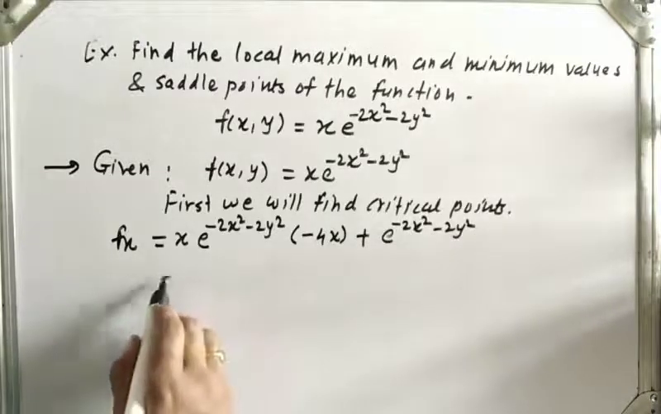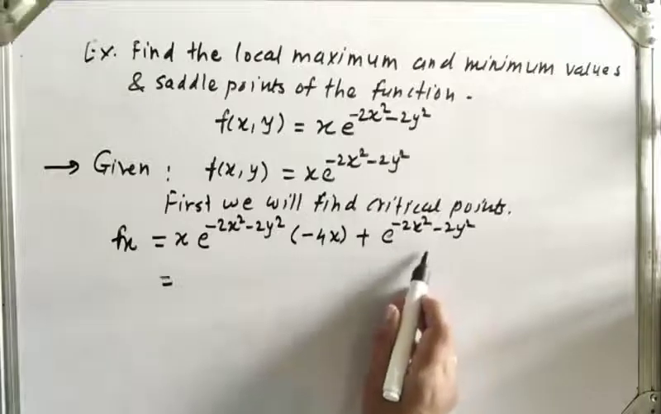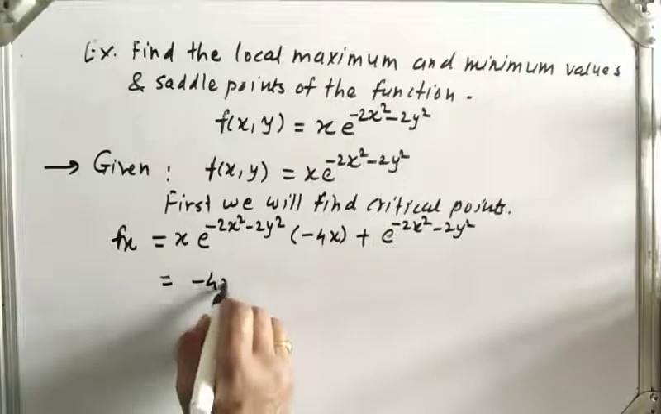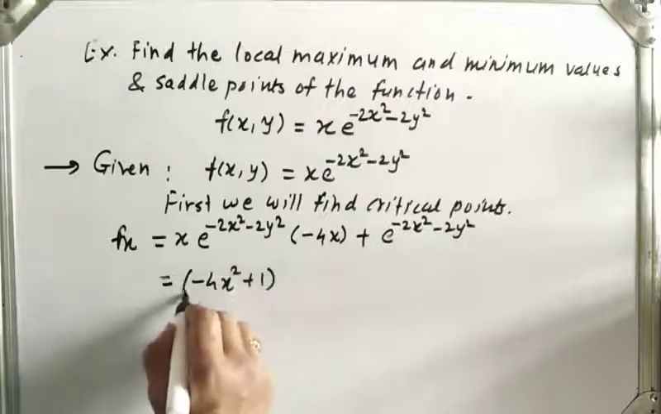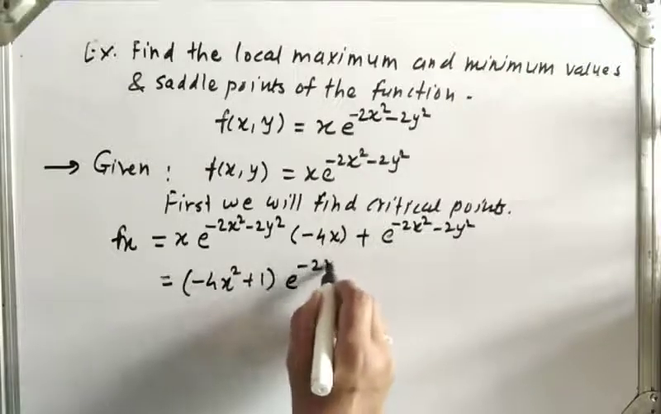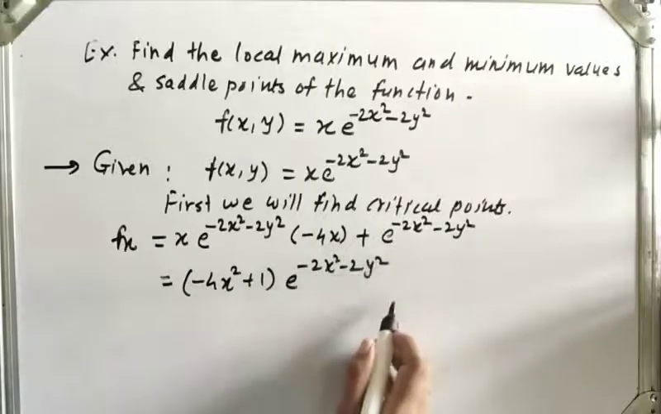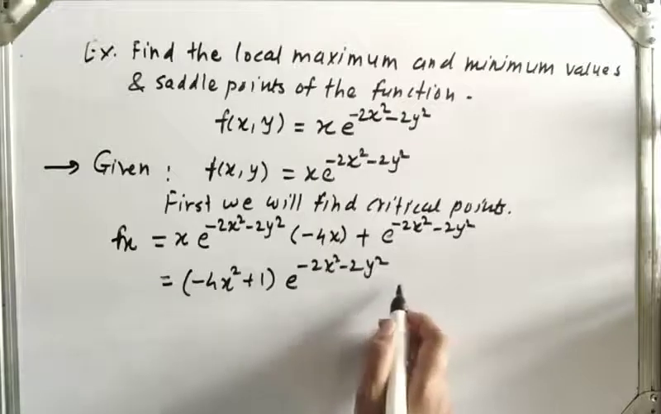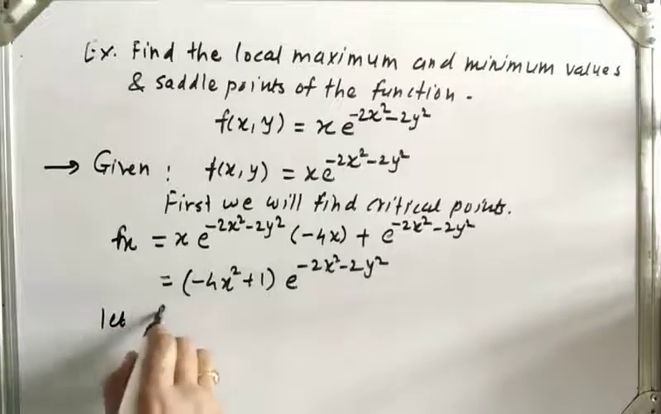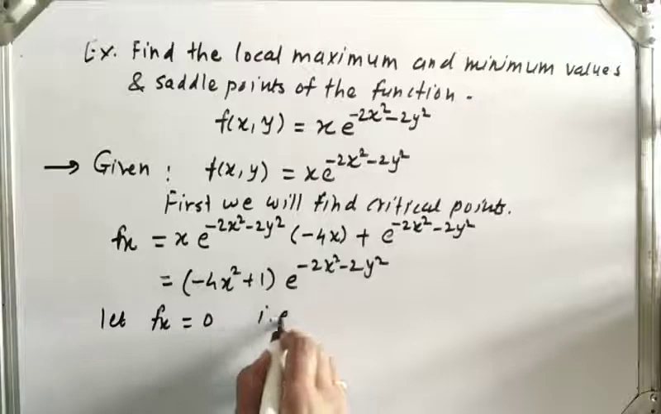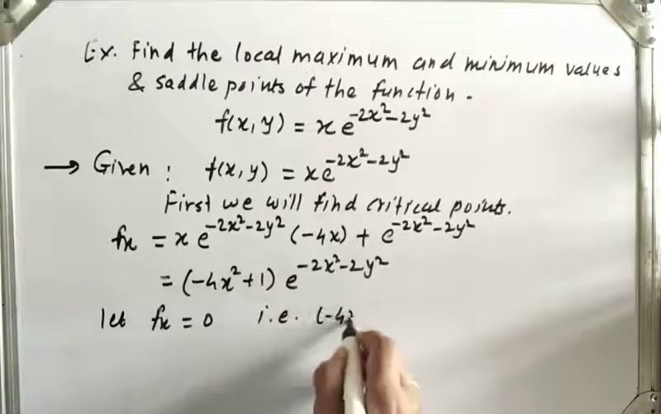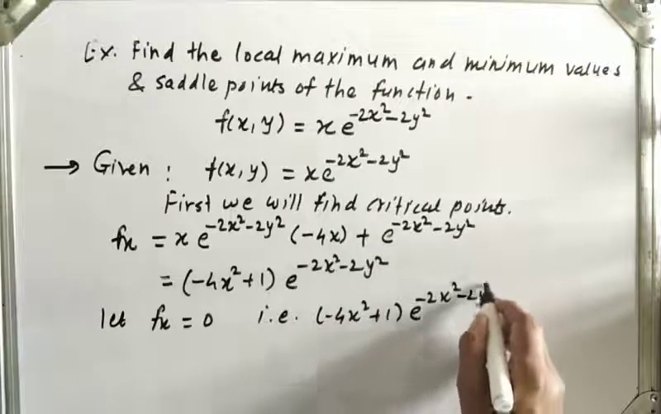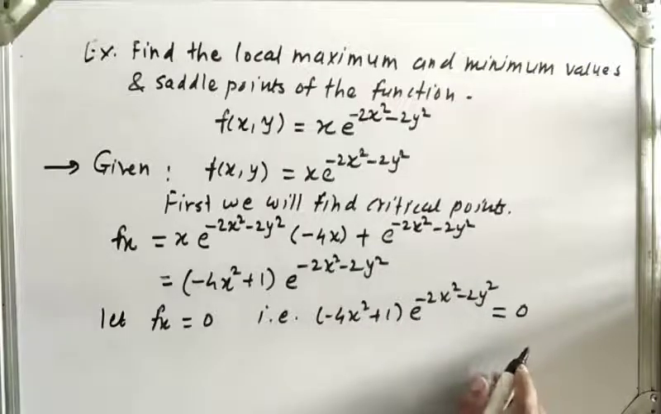So we can write it as, let us take e raised to minus 2x square minus 2y square common. So here it will be minus 4x square plus 1 into e raised to minus 2x square minus 2y square. This is fx. So let fx is equal to 0. That is, fx is minus 4x square plus 1 into e raised to minus 2x square minus 2y square is equal to 0.